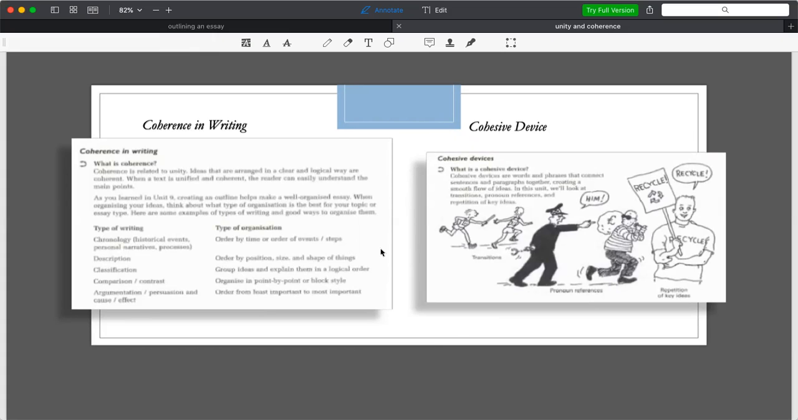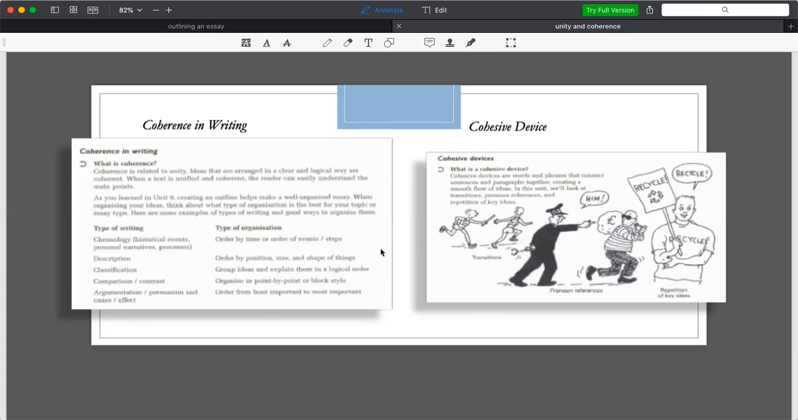And how about cohesive devices? Cohesive devices in writing are words and phrases that connect sentences and paragraphs together, creating a smooth flow of ideas. In this unit, we'll look at transitions, pronoun references, and repetitions of key ideas.